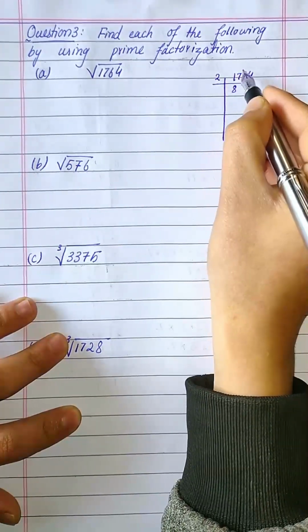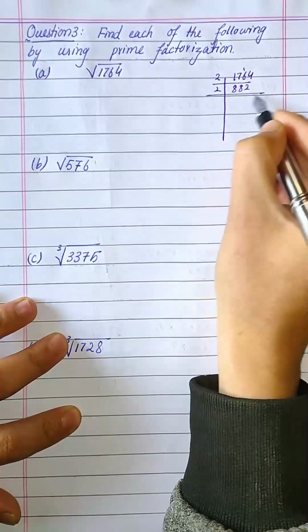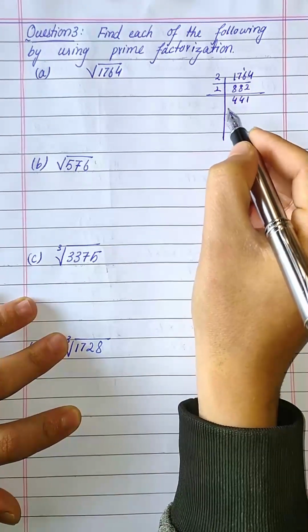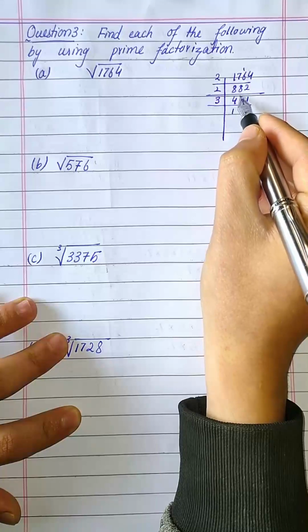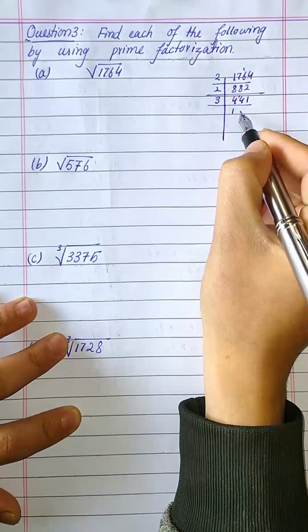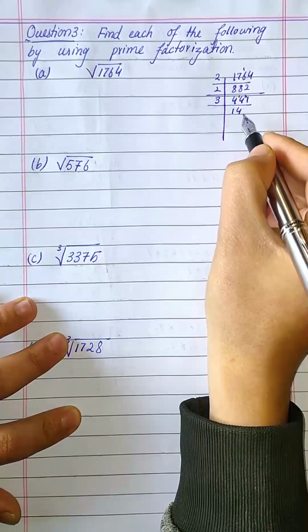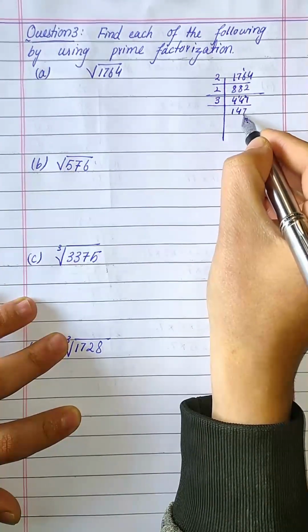So 2 8s are 16 and 2 8s are 16 and 2 2s are 4. Then 2 4s are 8 and 2 4s are 8 and 2 1s are 2, and 441 can be divided with the table of 3. So 3 1s are 3, 1 will be carried to the 4 which will become 14. So 3 4s are 12, 2 will be carried to the 1 which will become 21. So 3 7s are 21.